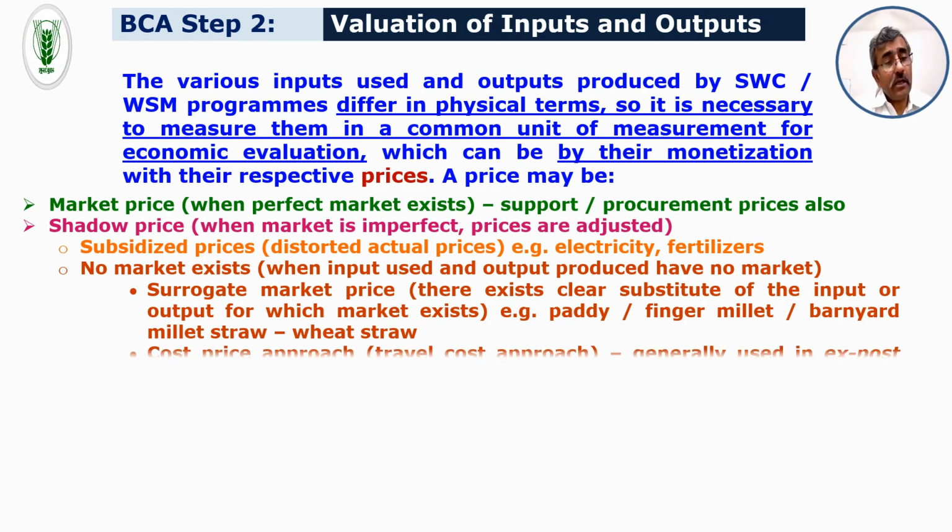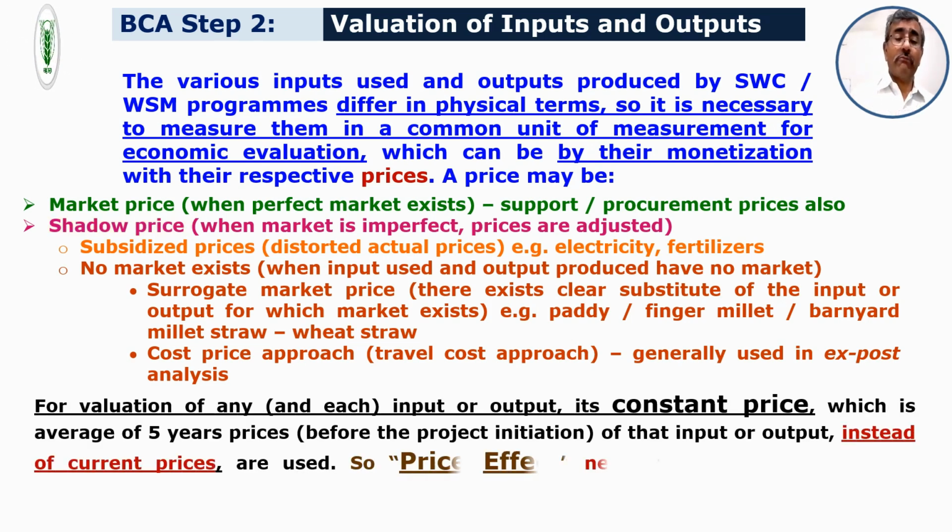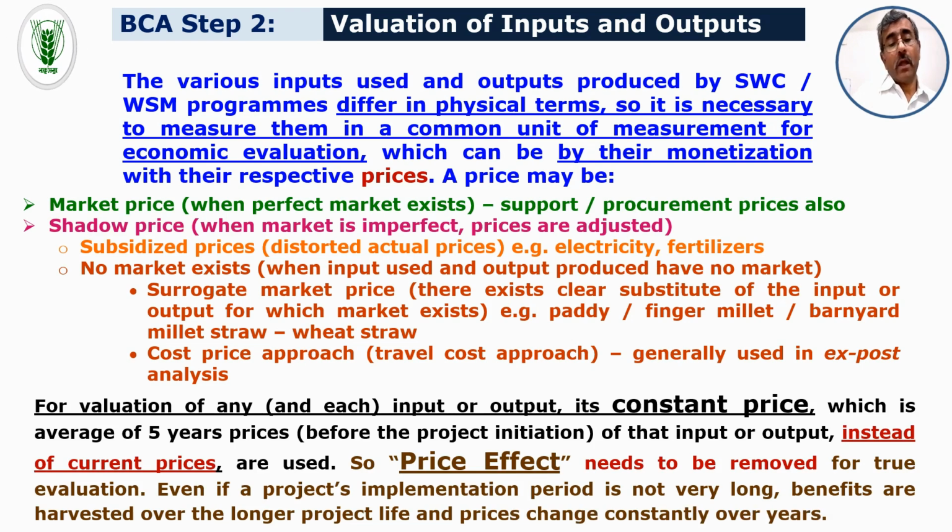A price may be a market price, that is, the product, output or input is sold and purchased in the market, so we have a perfect market situation and the price exists. We can also use spot and procurement prices. In case of an imperfect market, we can use shadow prices, such as the subsidized prices of electricity and fertilizers. If no market exists, then we can use a surrogate market price. For example, the price of wheat straw can be used to evaluate the straw of paddy or finger millet or barnyard millet. We can also use the travel cost approach.